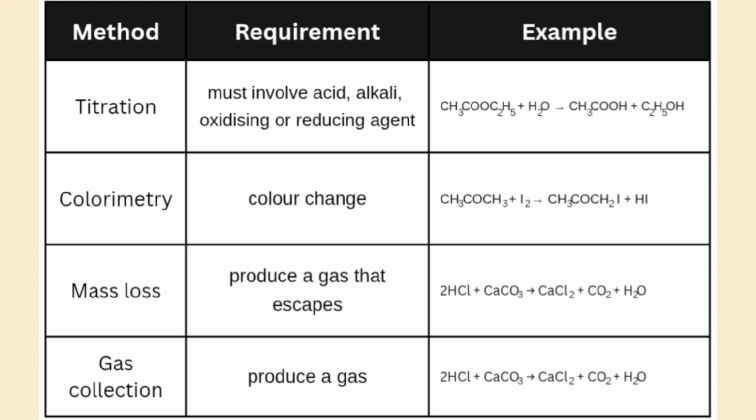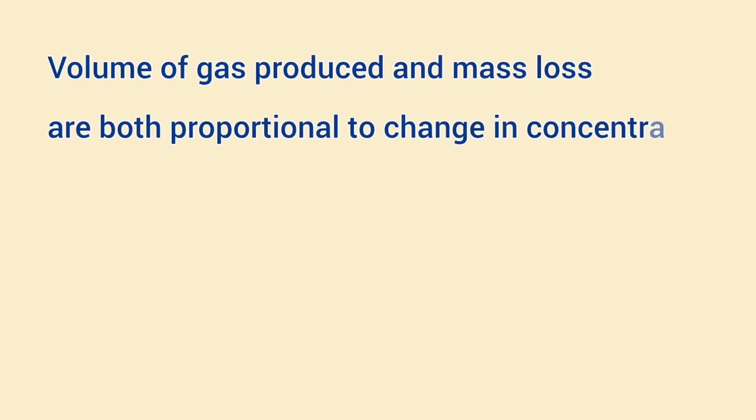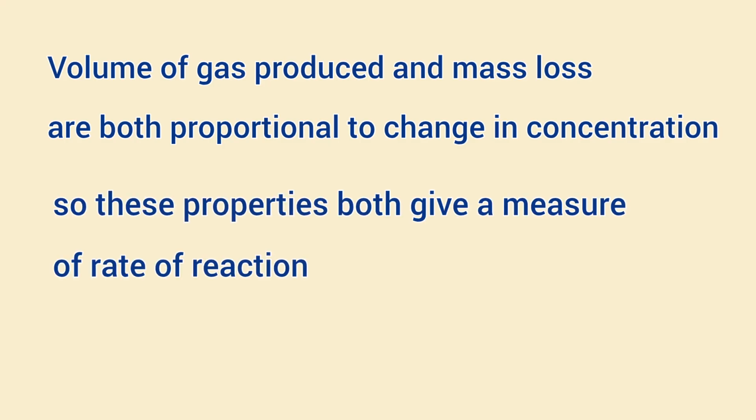We can either do this reaction in a flask on a mass balance to monitor mass loss, or we can connect the conical flask to a gas syringe and collect that gas and measure volume over time. Volume of gas produced and mass loss are both proportional to change in concentration. So these properties both give a measure of rate of reaction.